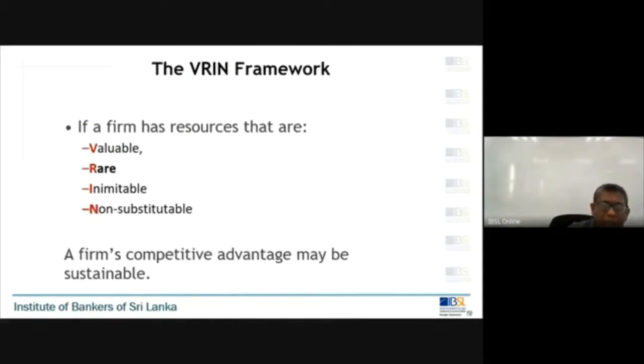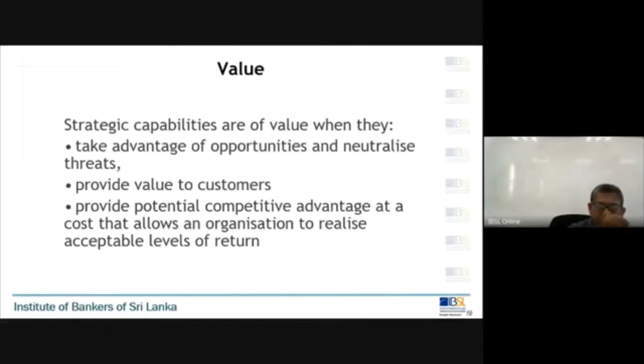What is valuable? So our capabilities are of value. We always add value to the customers, provide value to the customers. And mind you, value is why people are buying. So you know the CVP. What does CVP stand for? Customer Value Proposition. CVP explains why customers are buying your products rather than your competitors' products.